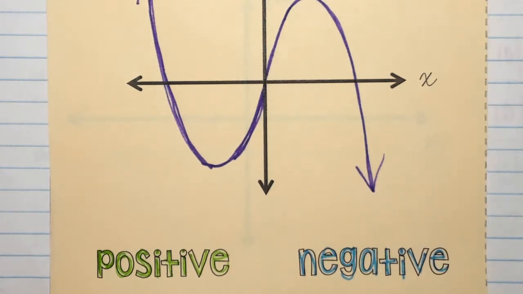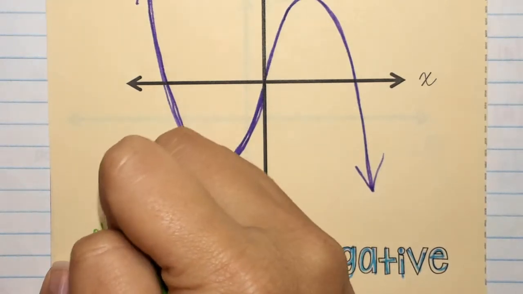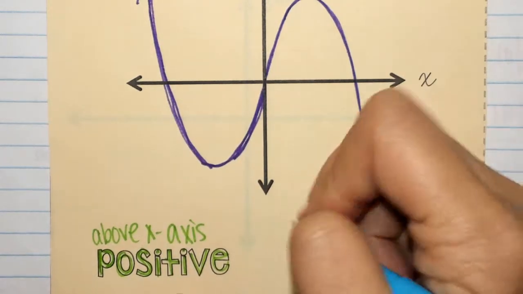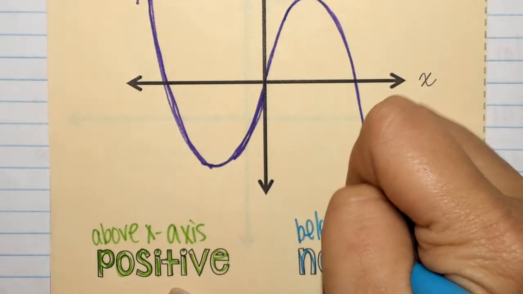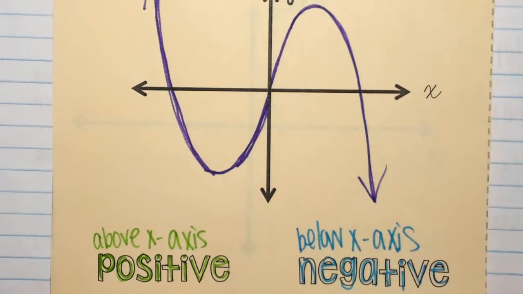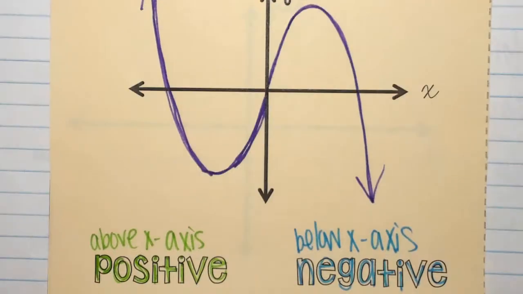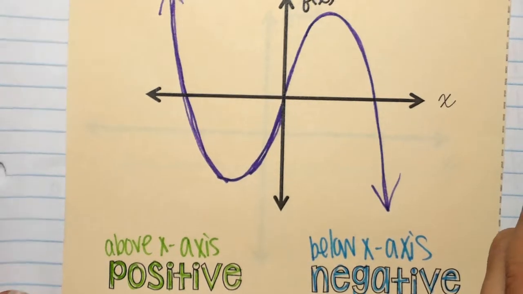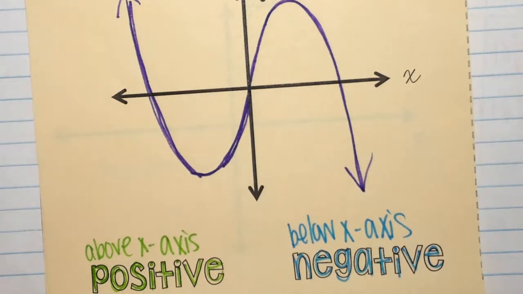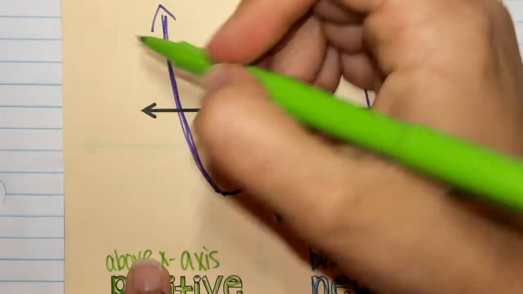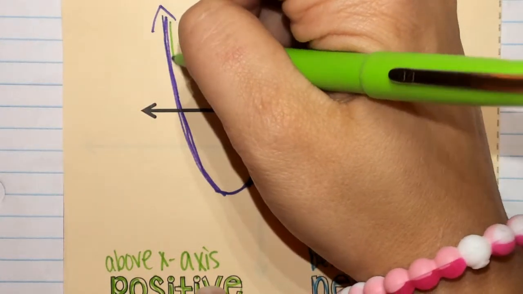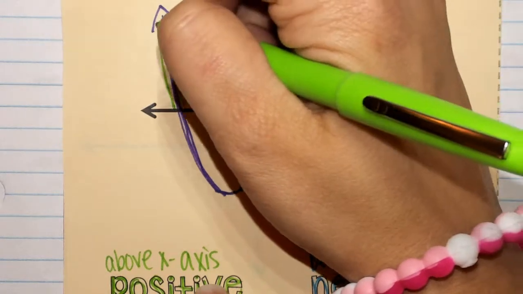Okay, so positive means that it's above the x-axis. And negative means it's below the x-axis. Now, do you see how it's labeled, the x-axis and the y-axis for us? Okay, fantastic. Now, this part over here, is this above the x-axis or below? Above it. So we're going to outline that in green.